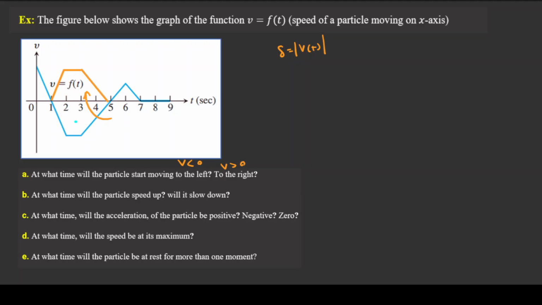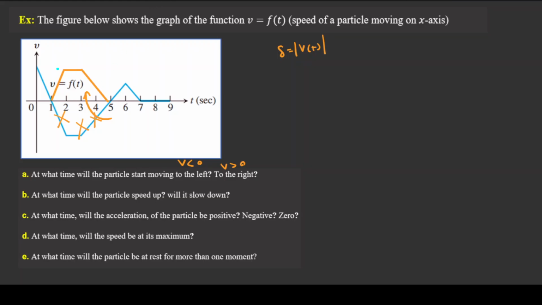Okay, now we graph the absolute value of velocity, not graph velocity, because for the absolute value the parts below the axis are switched. Now, at what time will the particle speed up? At what time will the particle speed up?